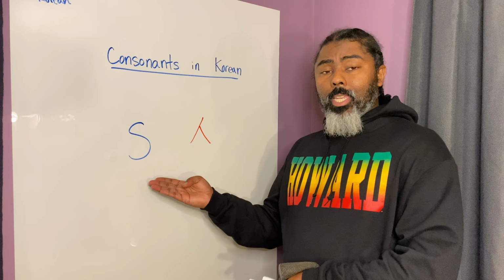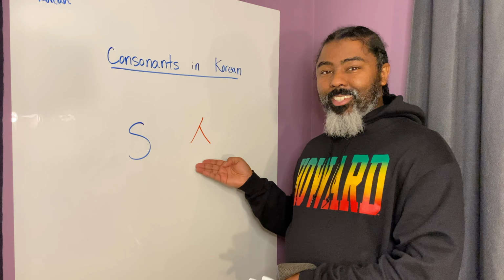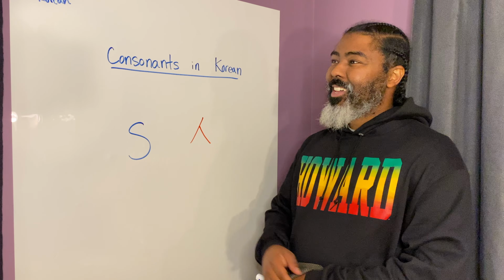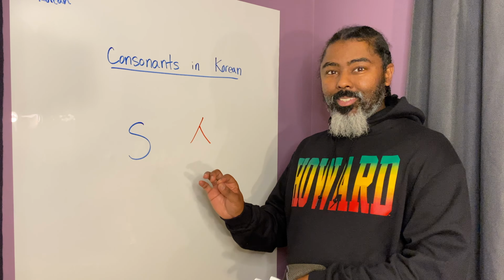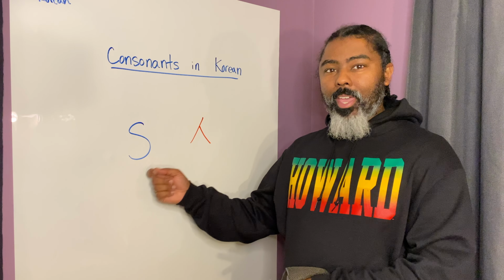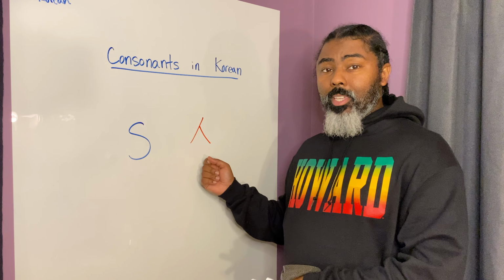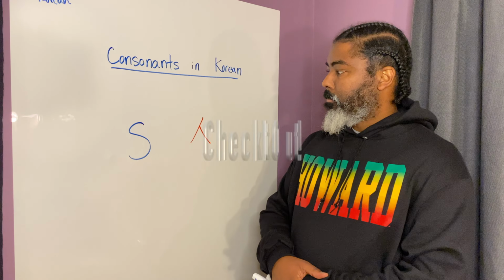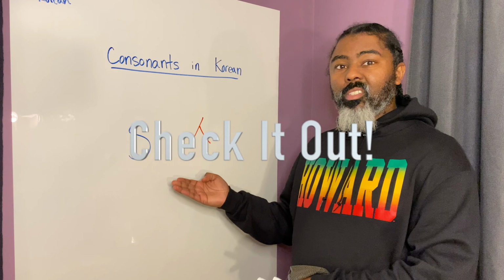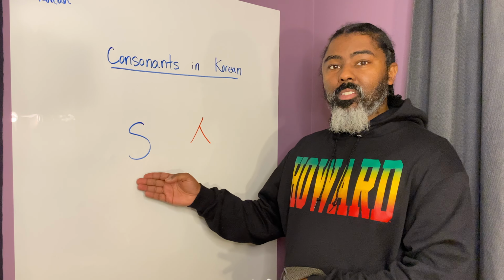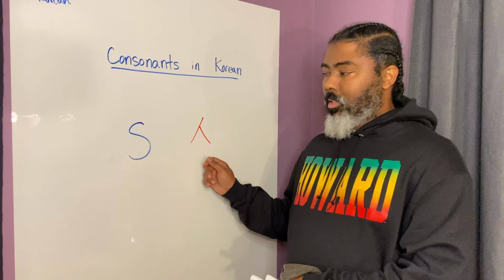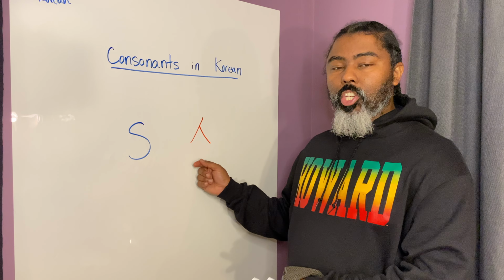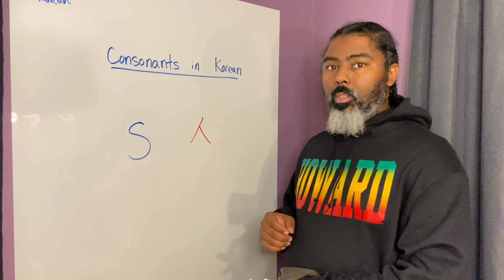The letter S in English and Shiyut in Korean. Yes, this does sound like shit. Shiyut, yes, it does sound like that. This is the letter S, and this is the Shiyut in Korean. The sound S in English, S, S. In Korean, this is sh, sh, sh, like sh, okay?